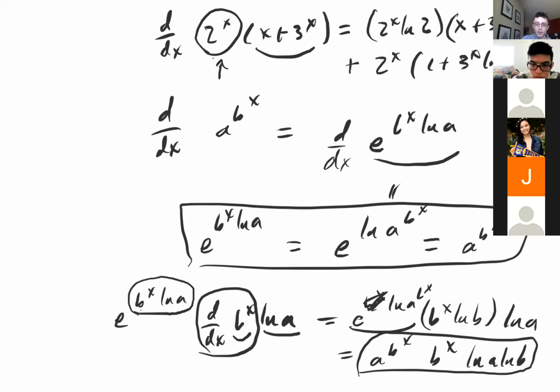Great. Okay, so let's keep going. So now we're going to talk a little bit about inverse functions, all right? So first, how do we know if a function has an inverse? The best way to tell if a function has an inverse is using the horizontal line test.